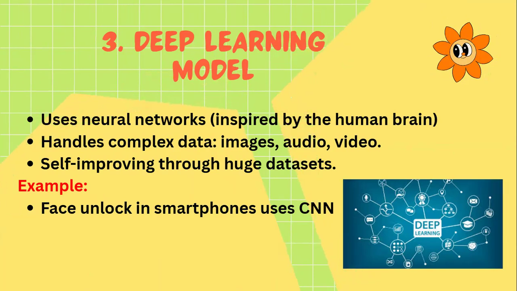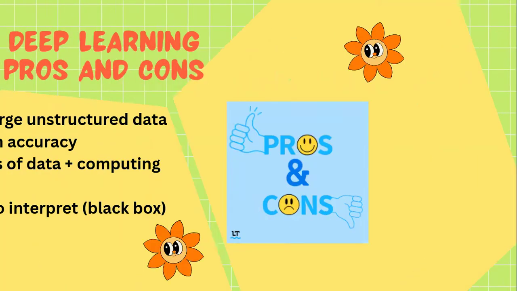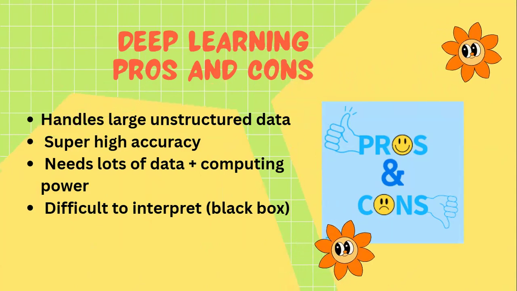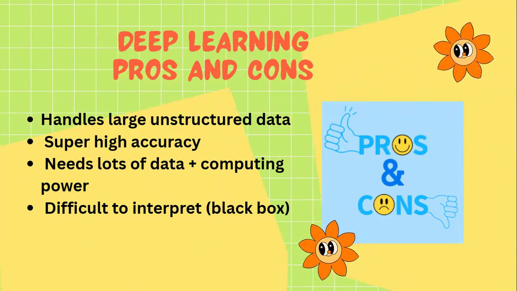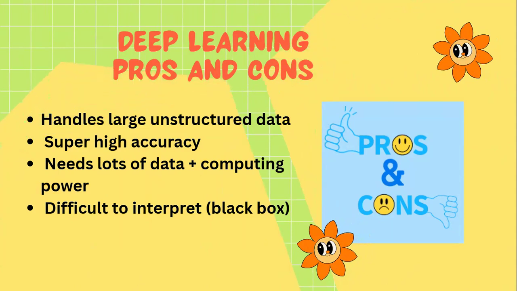One of the common examples of this is the face unlocking system in your smartphones, voice to text typing, and self-driving cars. All these are very good examples of deep learning models. Now, deep learning has some pros and cons. Before that, I will also explain other use cases. For example, voice assistants, autonomous driving, and healthcare diagnosis from X-rays and MRIs.